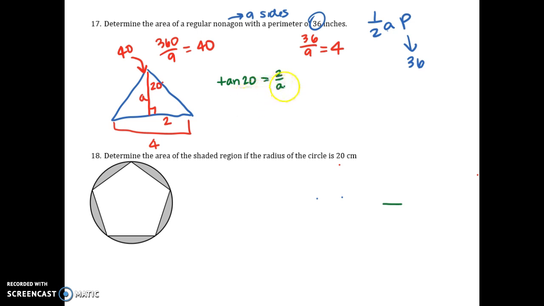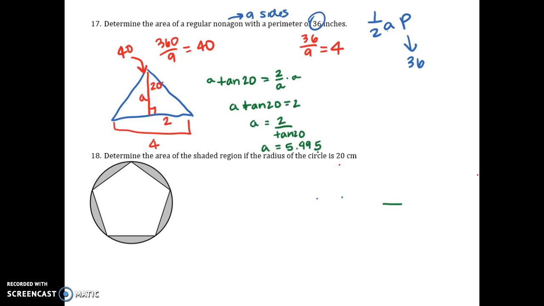Now remember, this is one of those situations since you have a in the bottom. Technically, you would multiply both sides by a first. And you have a times the tangent of 20 equals 2. Then divide both sides by the tangent of 20. So you have 2 divided by the tangent of 20. And that's what you pop into your calculator, which is 5.49495. So 5.495 is your apothem.